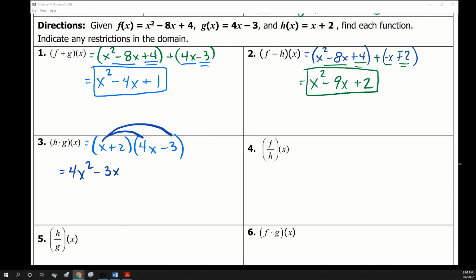All right, then we're going to do the same thing with the 2. We're going to multiply 2 by 4x. It's going to be 8x. And then 2 times negative 3 is negative 6. Right? And then finally, we would combine our like terms. Negative 3x plus 8x is going to be 5x. So the 4x squared and this minus 6 just come down. You just combine those terms in the middle.